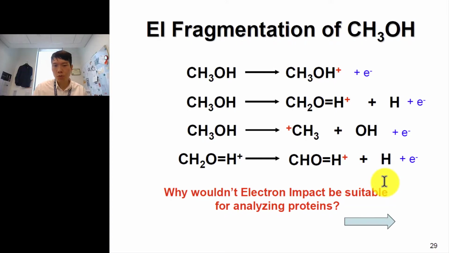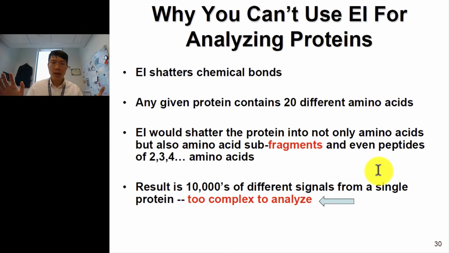So the question for you is, why won't electron impact be suitable for analyzing proteins, a big biological molecule? As you can see, it's too big because it shatters so many different kinds of chemical bonds. Just now in the previous slide, we only used a simple molecule with one carbon, methanol, and you can see that there are really 4 different kinds of product.